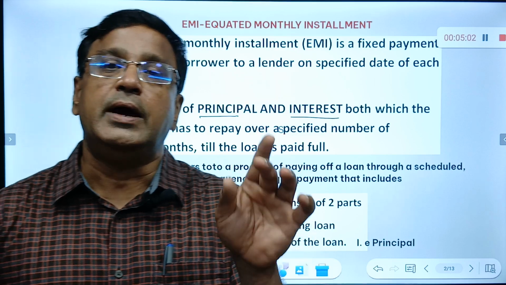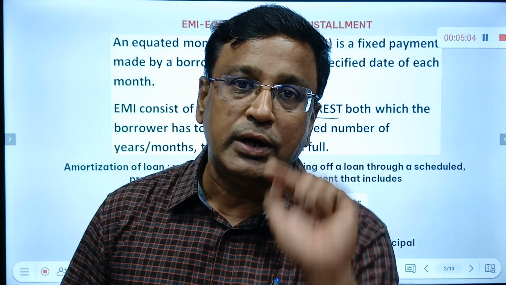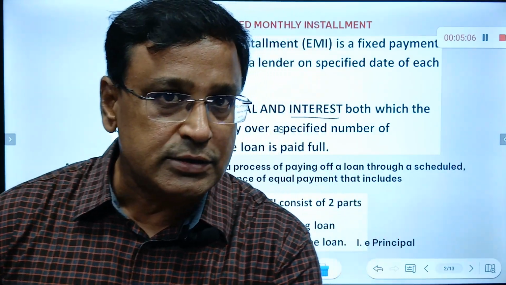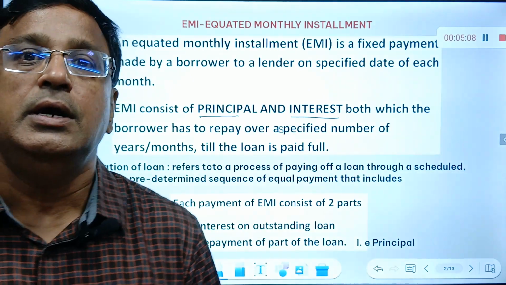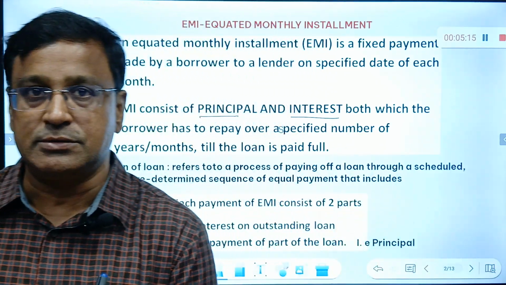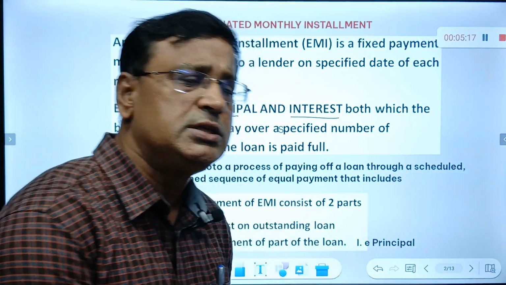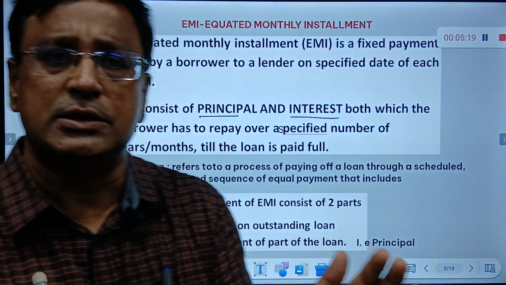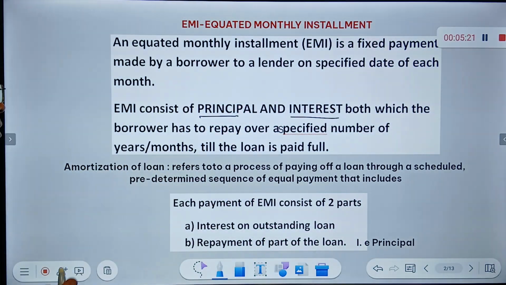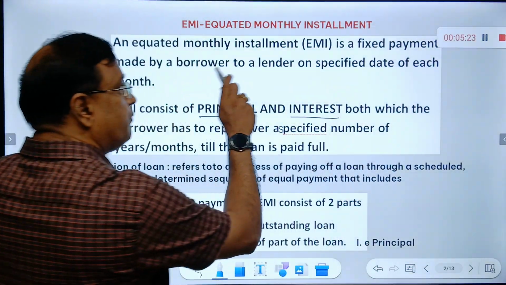That 8,000 rupees that you're contributing every month will have two factors in it. It will have some amount of principal and some amount of interest. This you should not forget, the EMI will have principal as well as interest. How much is the principal, how much is the interest, we'll discuss a little later. So this is the idea of EMI.